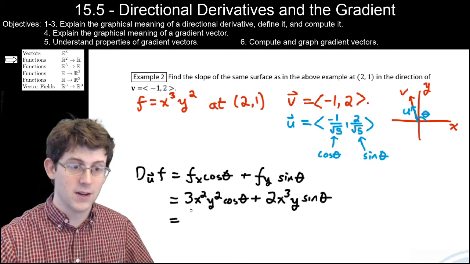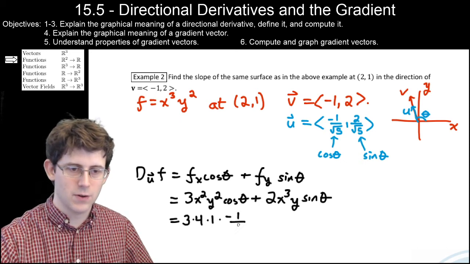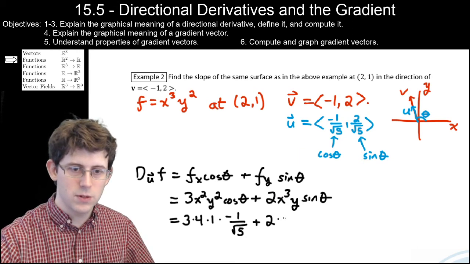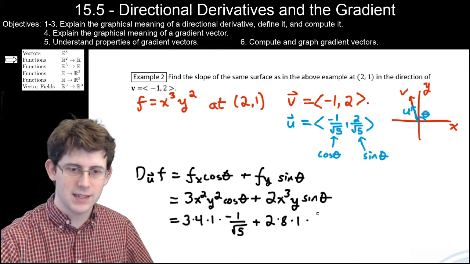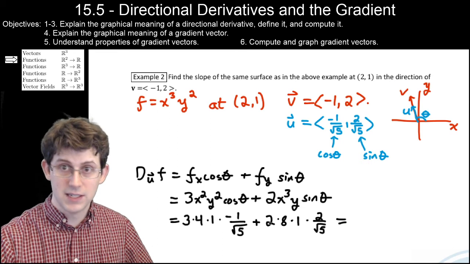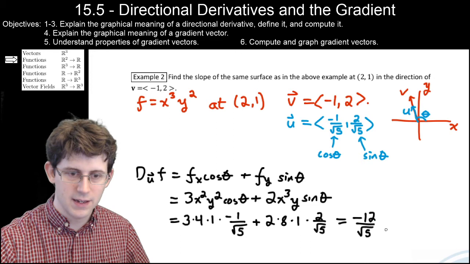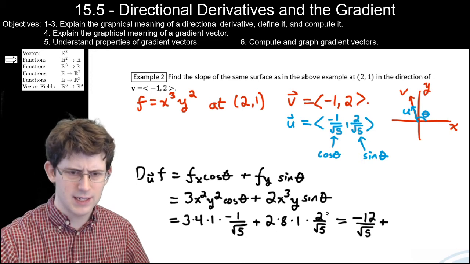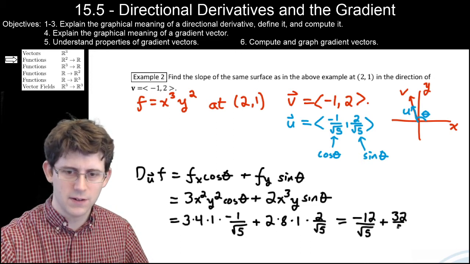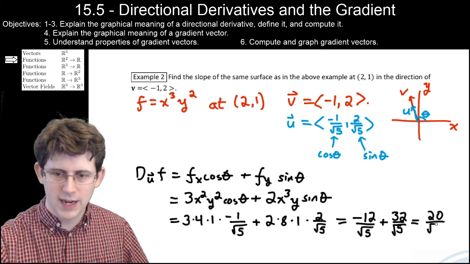And then I can plug in all these things. So x is 2. Y is 1. Cosine theta is minus 1 over root 5. X is 2. Y is 1. And sine theta is 2 over root 5. These are going to be like terms, so we will combine them. This one is minus 12 over root 5, and the second one is 32 over root 5. So I end up with 20 over root 5.